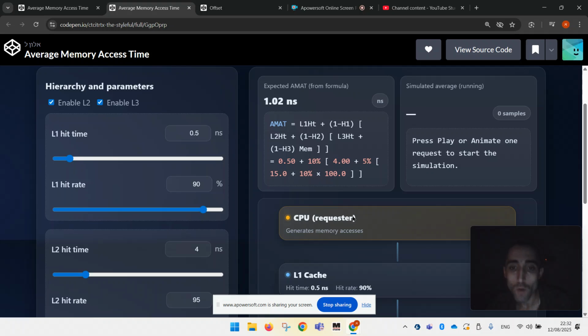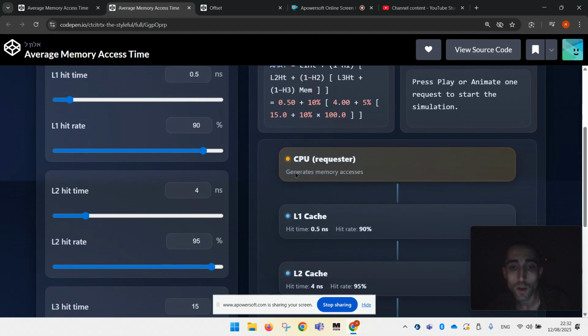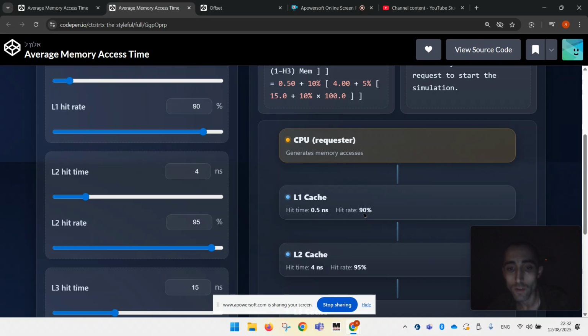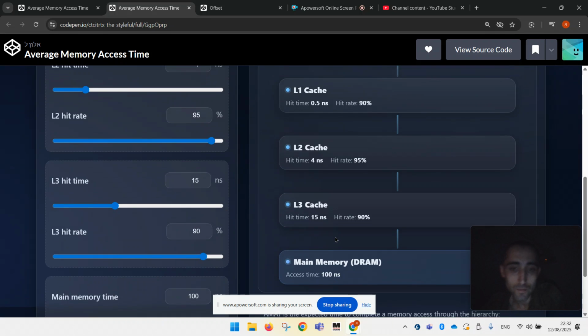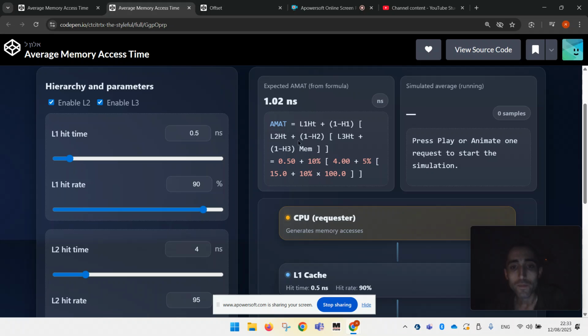Now, the question is, what is the average time? It depends on what is the hit rate for each one of them. That is, what are the probabilities that the data will be there if I'm going to this level, and what is the hit time for each cache. You see that as the level rises, the hit time is longer. And of course, for the main memory, you can see that the access time is much longer. So there is a formula.